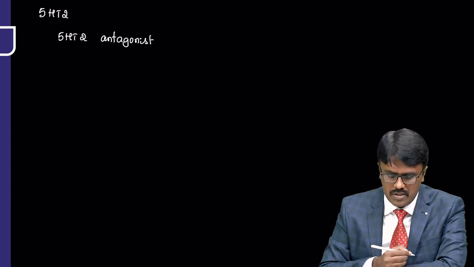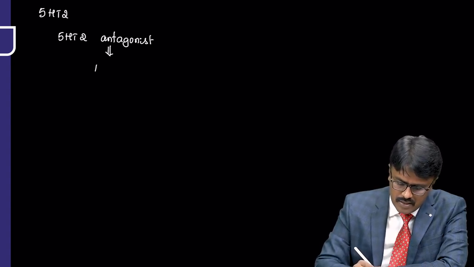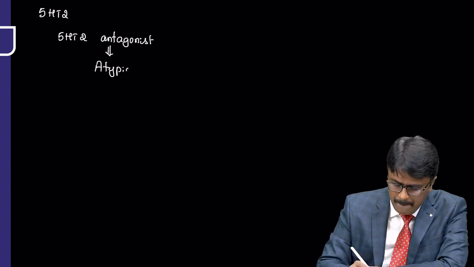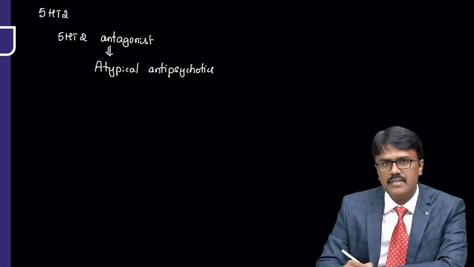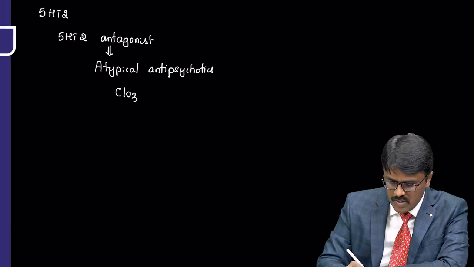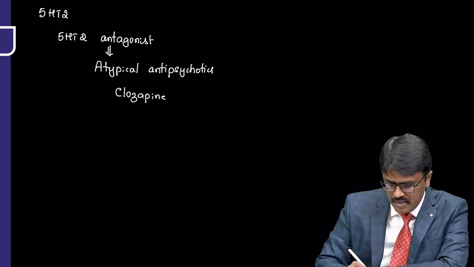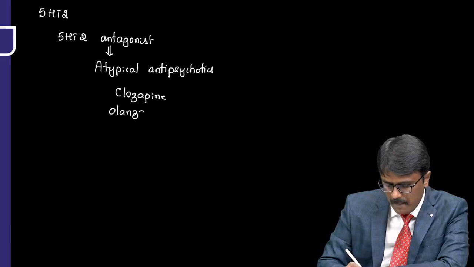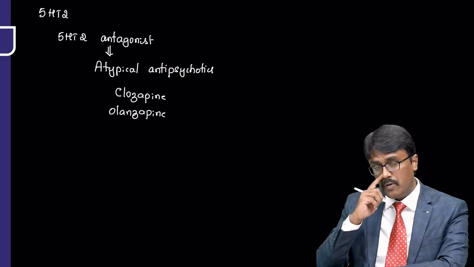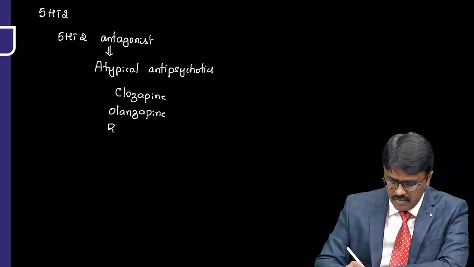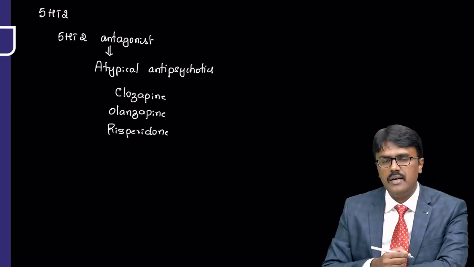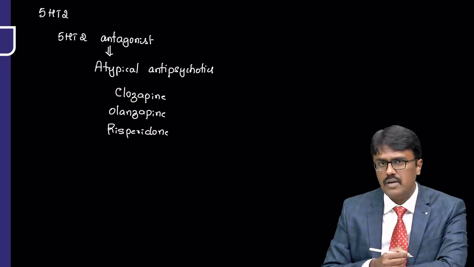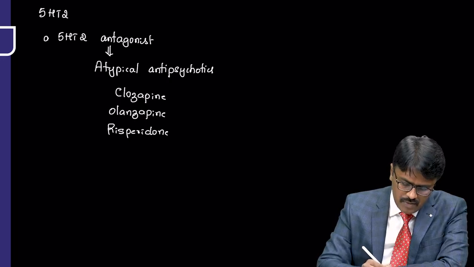Now the 5HT2 antagonists, they are also called as atypical antipsychotics. Can you give an example? So the name is called clozapine, then olanzapine. So we have clozapine, olanzapine and a drug by the name risperidone. So this is discussed in detail in antipsychotics. So they are used for treatment of psychosis. So that is number one, 5HT2 antagonist.